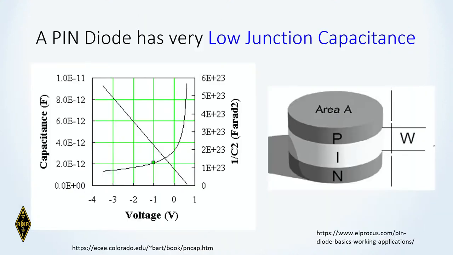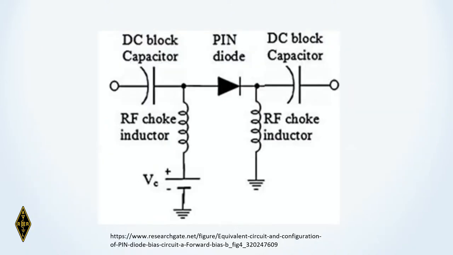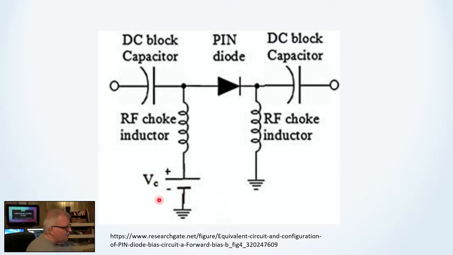One of the reasons it does that is because a PIN diode has very low, what they call junction capacitance. Between the N material and the P-type material, there's not a lot of capacitive coupling. So RF, which is a high frequency AC, is blocked unless DC is allowed to flow. And this is how you do it. You send RF in through a capacitor. You have your DC switching here, so this is a bias source of some type, going through a radio frequency choke.